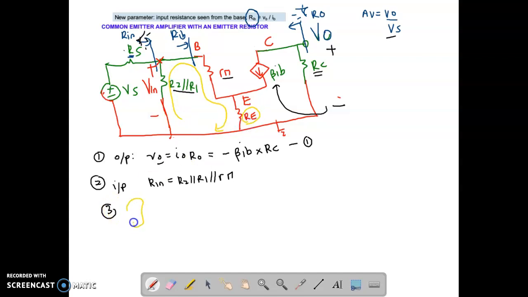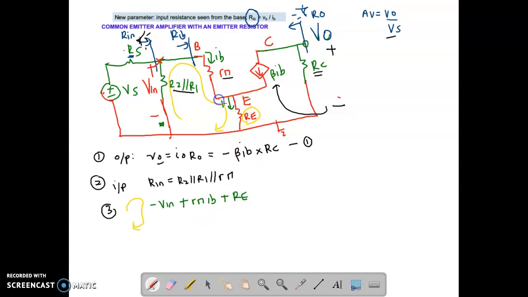So what is the KVL equation across the loop? Let's start with your Vin here. So it becomes minus Vin plus Rπ. What is the current flowing through the Rπ? The current flowing here is what we call IB. IB plus RE. Now what is the voltage drop here is the RE.